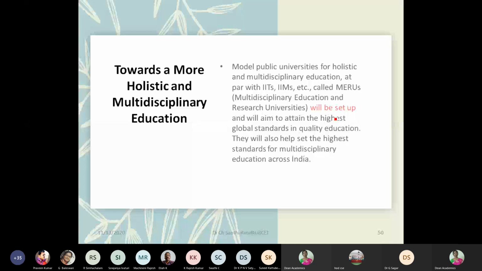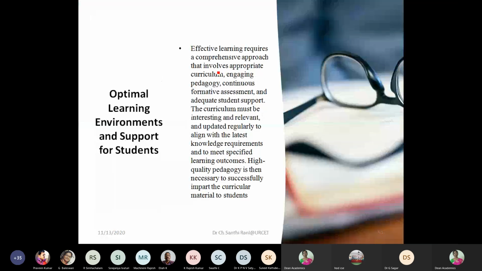Then the government is going to establish model public universities. And of course, they will be on par with IITs, IIMs, and like that. Okay, so they will be set up, and that is the aim of our country, our educational system. And then we have to provide optimal learning environments and support for students. So that means we have to provide good material, pedagogical instruction delivery, pedagogical methods we have to change, then assessment methodology, and like that adequate student support systems we are going to take.